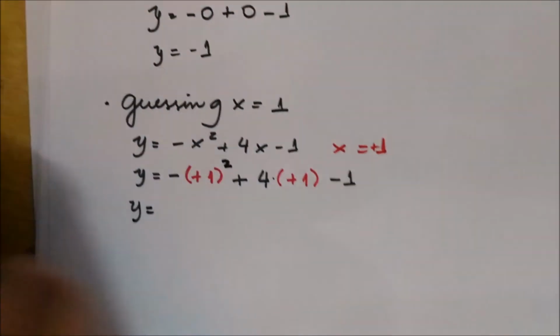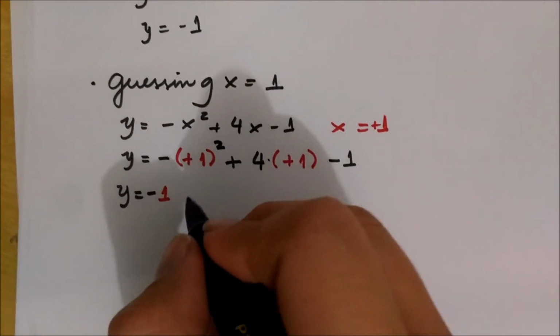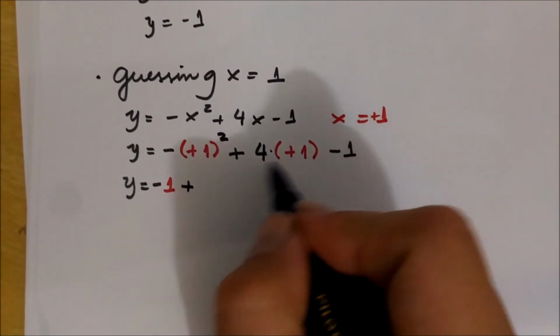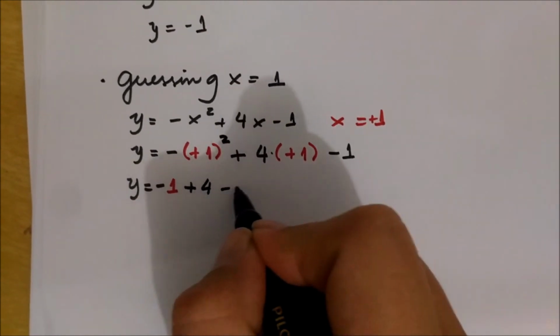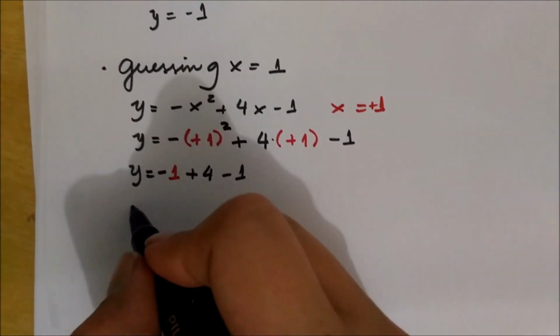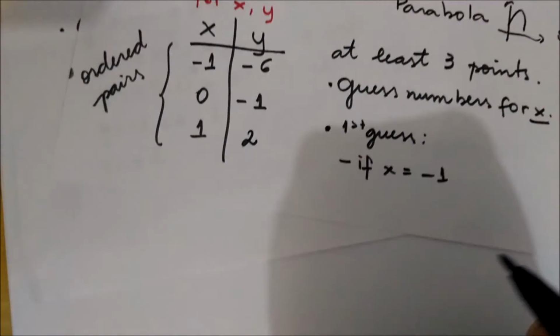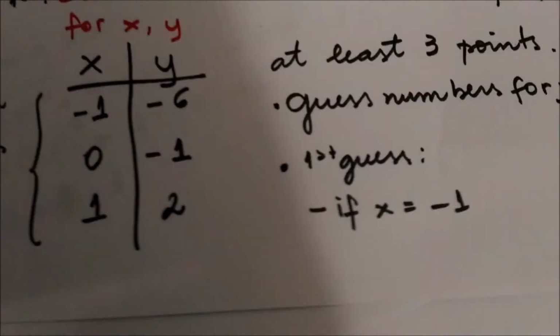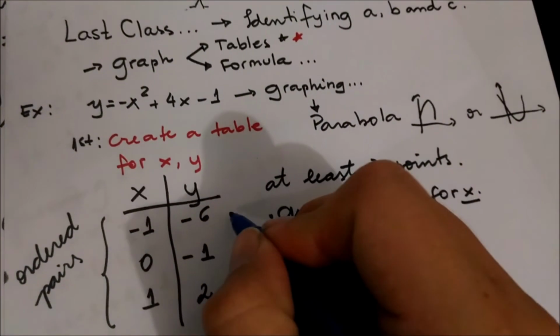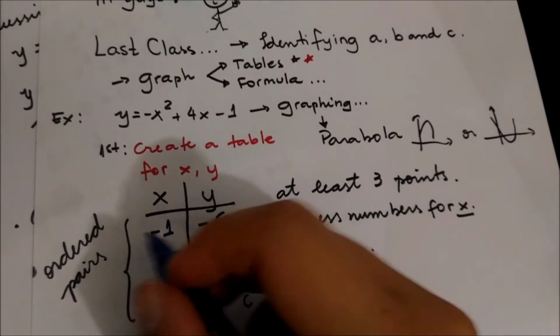Positive 1 squared is going to be 1. And this negative is still outside. Positive with positive is going to be positive. 4 times 1, 4. Minus 1 minus 1 is going to be negative 2. Plus 4 is positive 2. Okay, so going back, 2. All right. So now we have these 3 ordered pairs. I'm going to call them A, B, C. And we are going to rewrite A, B, C as ordered pairs, and then we're going to plot them.